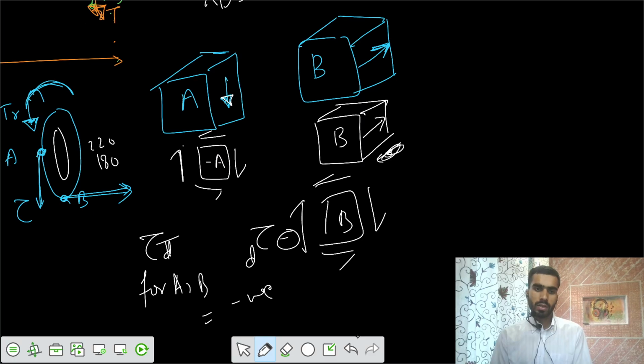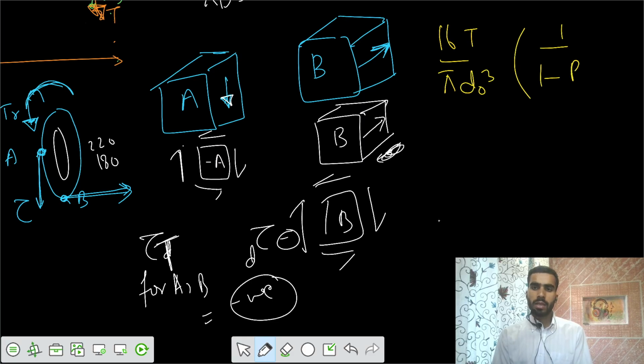Yeah, this is tau t. Tau t is negative. What is the value of tau t? Do you know the equation for the hollow sections? That is 16T by pi d outer cube and 1 by 1 minus beta to the power 4. This is for the tau max because we are talking about the surface. So your tau equals tau max.